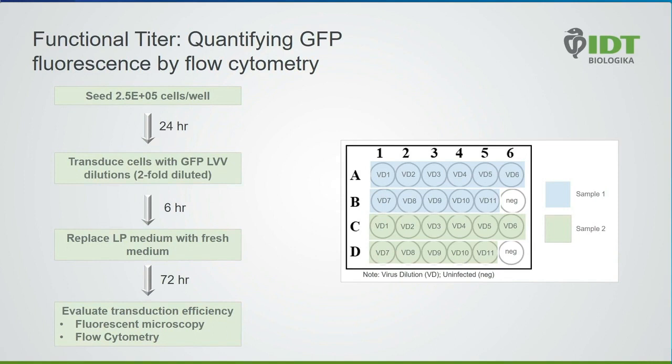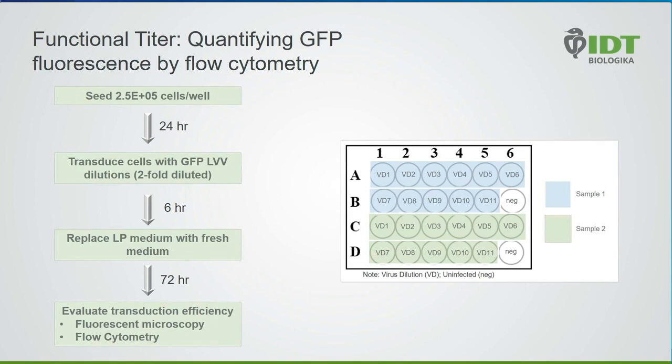6 hours post-transduction, the culture medium is replenished with complete growth medium to remove the lentiviral particles. The plates are then incubated for 72 hours on a shaking platform in a 37-degree incubator supplemented with 5% carbon dioxide. After the 72-hour incubation, we evaluate the transduction efficiency by two methods.